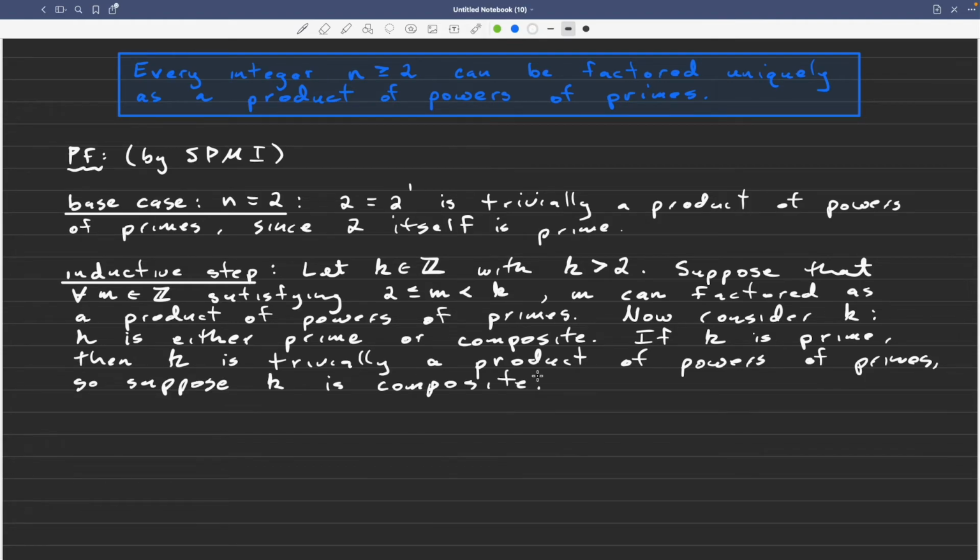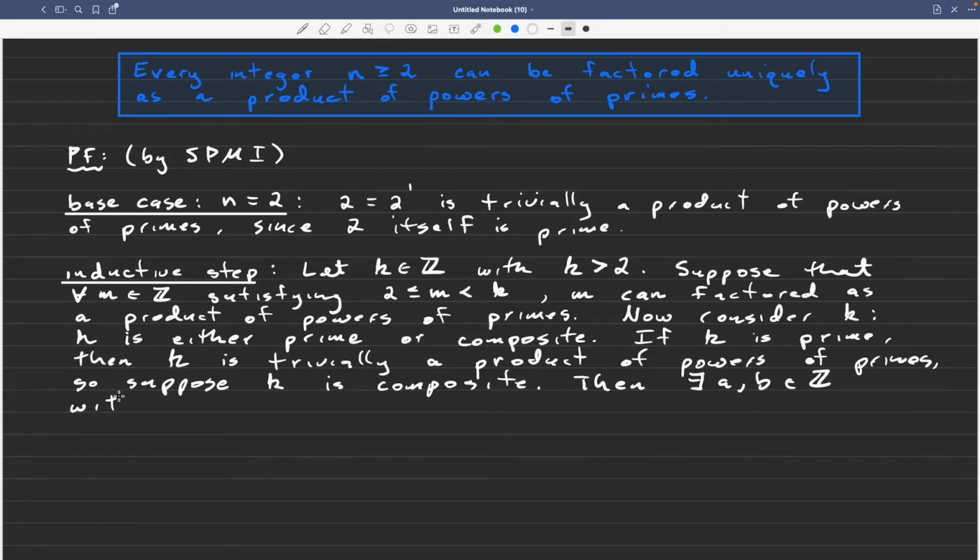Well, what does it mean to be composite? Composite means that it's not prime. So not prime means that there are two positive integers other than 1 and the number itself, k, that divide into k. So that means that there have to exist some integers, I don't know, let's call them a and b, I guess.